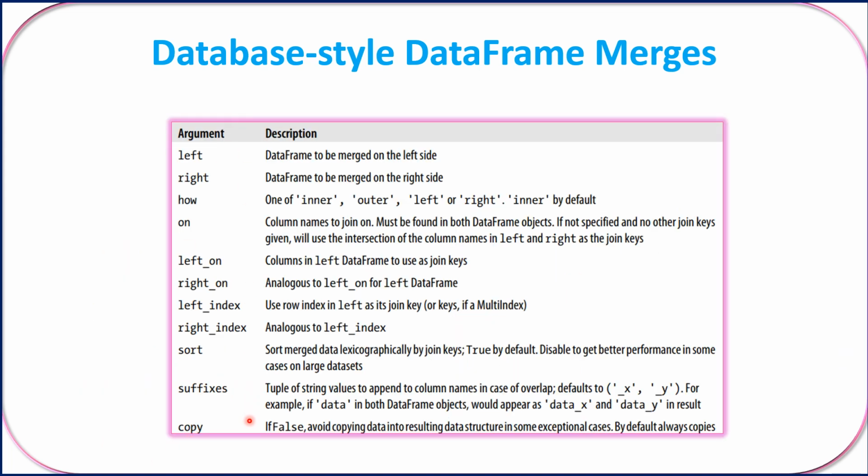So these are the different arguments and the corresponding descriptions: left, right, how, on what basis you're going to do it, on which particular column name you're going to do it, left on, right on, the keys that are available in the particular data frames, left index and right index. Again, it just represents the particular data frame index, sorting, suffixes and copy.